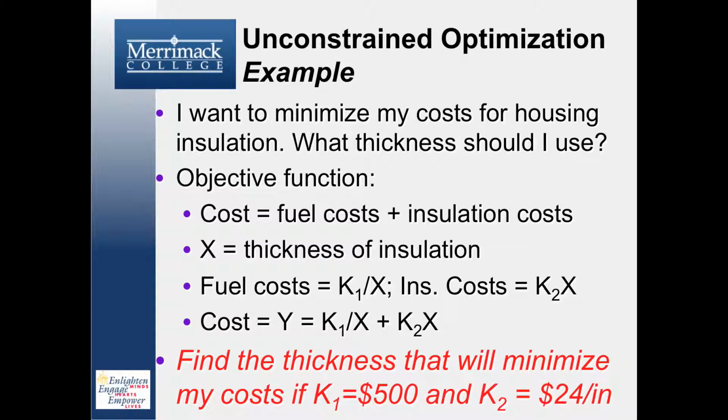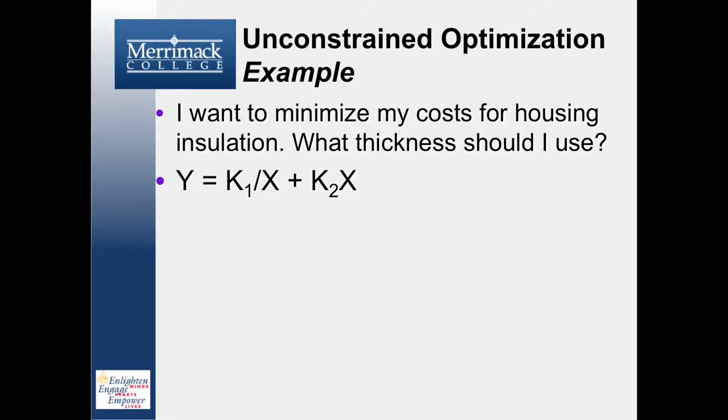And let's say, just for this academic exercise, that K1 is $500. For each inch that I increase, I'll save $500 in fuel costs, say over a year. And then the cost of the insulation itself, say per square yard, is $24 per inch. So I want to minimize my cost for housing insulation. What thickness should I use?